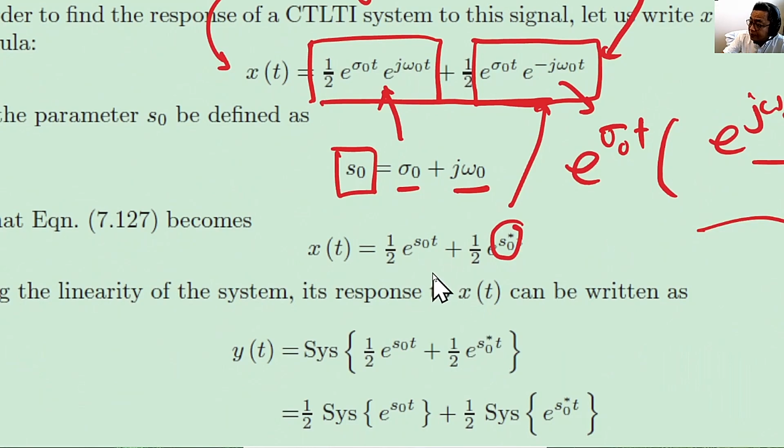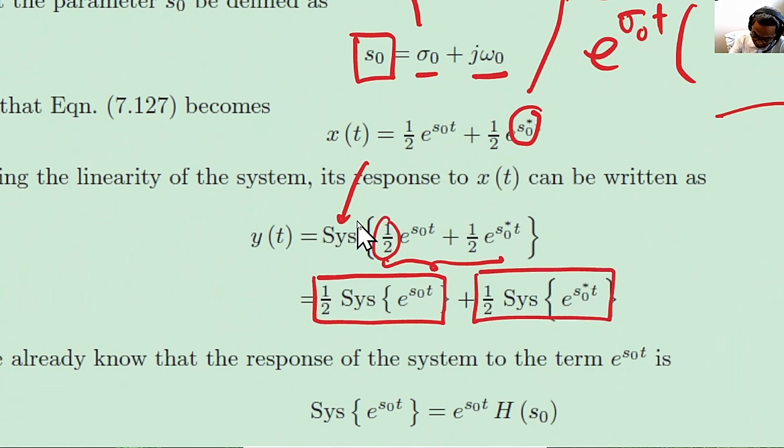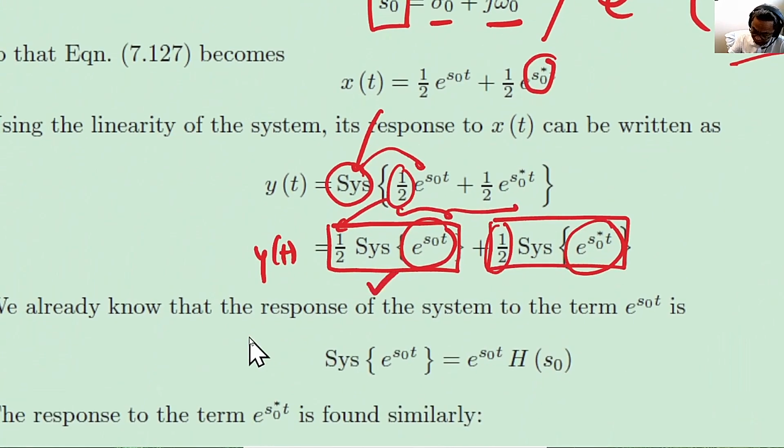Now because the system is linear, we can apply the system onto these two signals separately, and we can break this response this way. Again, using the principle of linearity, we can bring the constant half out, applying the system onto each individual signal, and therefore this is the final output y of t. We have already done this one. What about the complex exponential part, e^(s naught star t)?